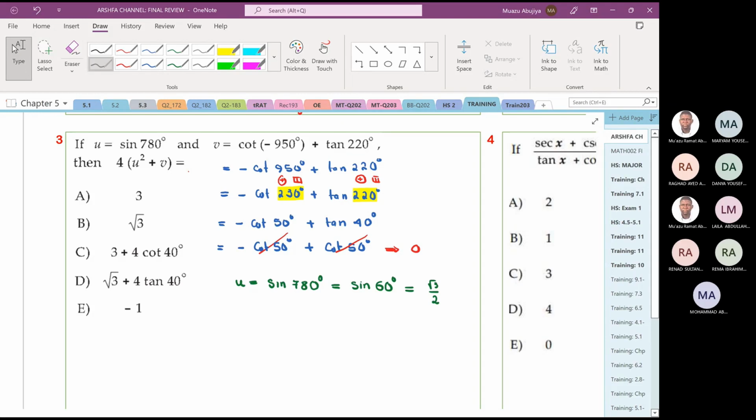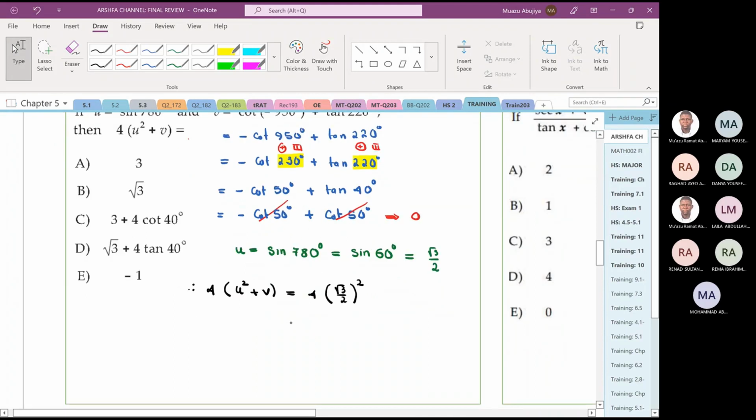Now let us go back to the question. The question wants us to find 4 into U squared plus V. And this will be equal to 4 into, we know V is 0, but U squared, what is our U? U is root of 3 over 2, all squared. Because V is 0, there is no need to waste time on that one. This is going to give us 4 into 3 over 4 when we square. And then the 4s cancel, and our final result is going to be equal to 3. And that is our beautiful answer.